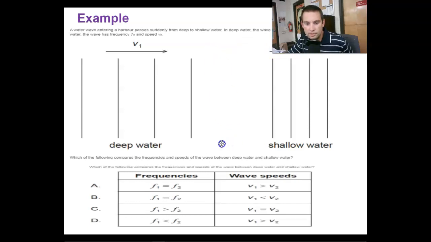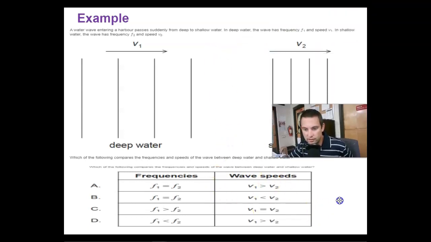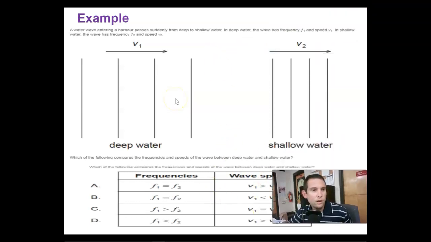Another one, let me try to get out of your way here. Let's see, I think that's good enough. A water wave entering a harbor suddenly passes from deep to shallow water. In deep water, the wave has a frequency of f1 and speed of v1. In the shallow water, the wave has frequency f2 and speed v2. Which of the following compares the frequencies and speeds of the wave between deep water and shallow water? Go ahead and pause the video here, try it for yourself.